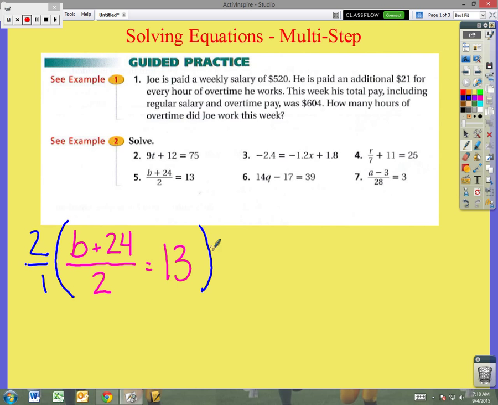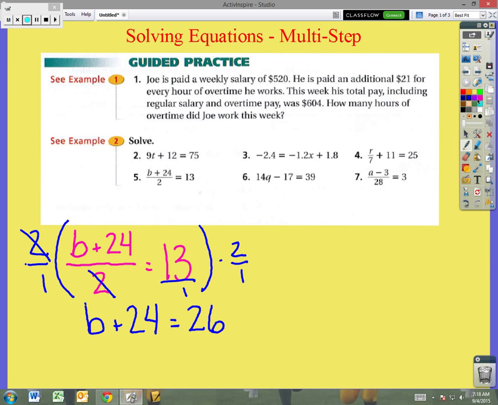And again, I'll kind of set it up like a fraction here. This helps me visually see a little more. Now, I can do some cross reduction. That gets rid of the 2. So now look what I'm left with. b plus 24 is equal to, now you have to multiply this side by 2. 13 times 2 over 1, or it could be 13 over 1 times 2 over 1. That gives me 26.